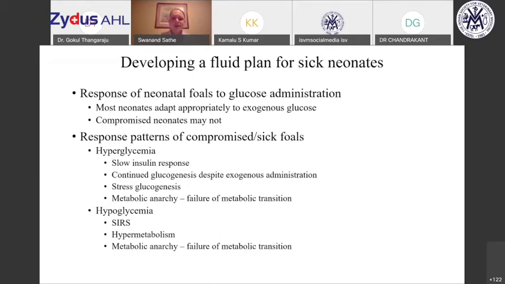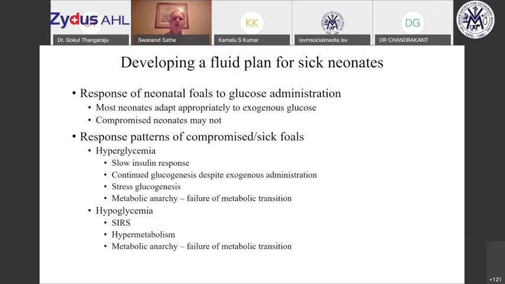Now, a reverse scenario would be hypoglycemia in sick or compromised foals. And one reason for hypoglycemia, despite pushing glucose into their system, is hypermetabolism. These foals are trying to maintain their body systems. They may have fever, they have a high metabolic rate, they may have systemic inflammatory response syndrome, or SIRS. And in those cases, they are just utilizing that glucose faster than what you are supplementing them. And hence, I bring this point back again. You need to monitor these foals for blood glucose concentrations periodically to make sure that your therapy is effective.